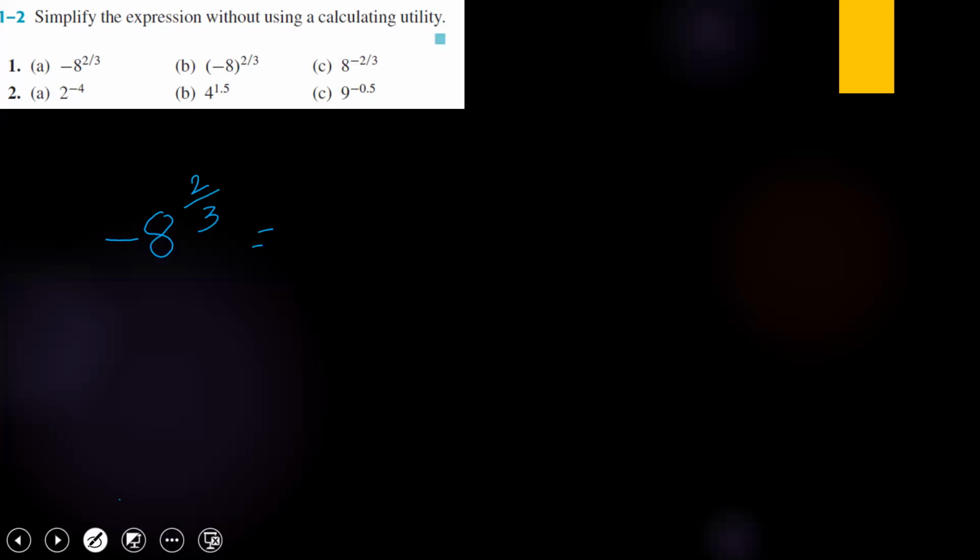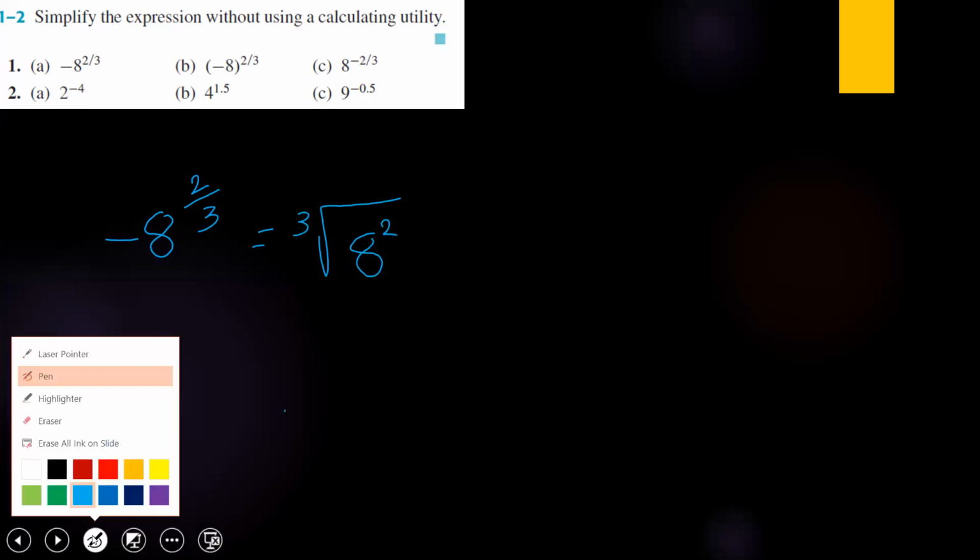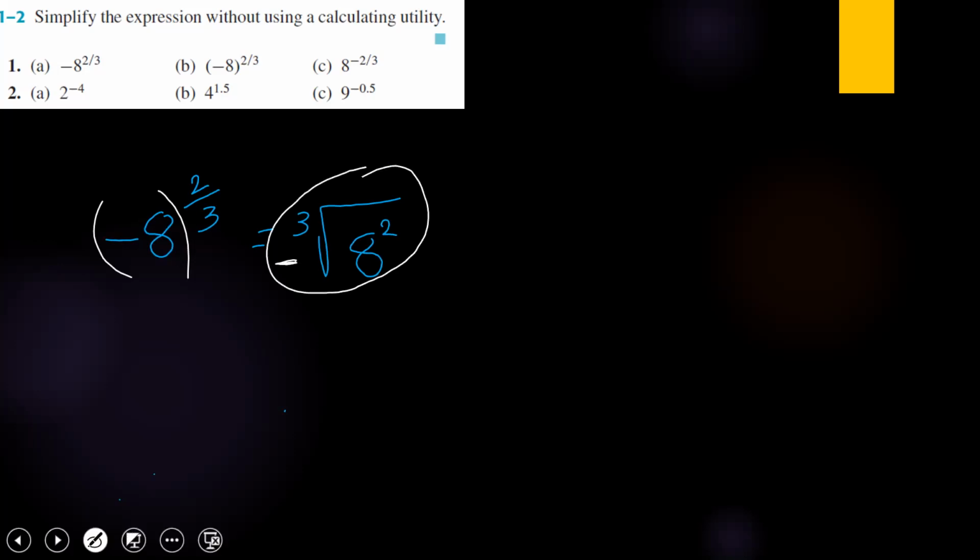Yes, grade 11 and 12. Third root of negative 8 squared. It is a cubic root of 8 squared without the negative. Why? Because if they told you it is like this, you would put the negative sign inside the root. But here you have to keep it outside. It will be like this.